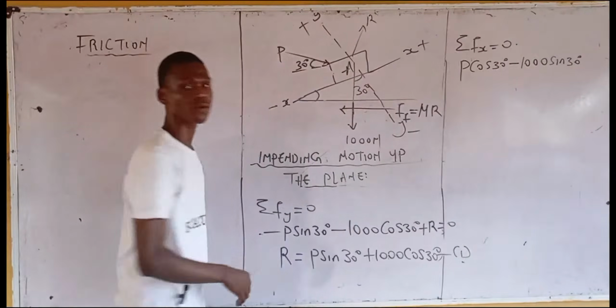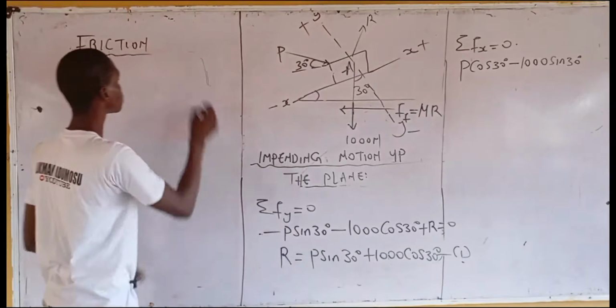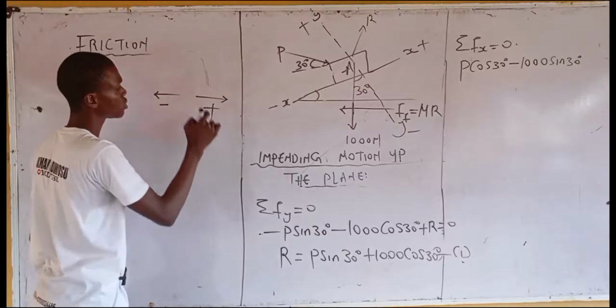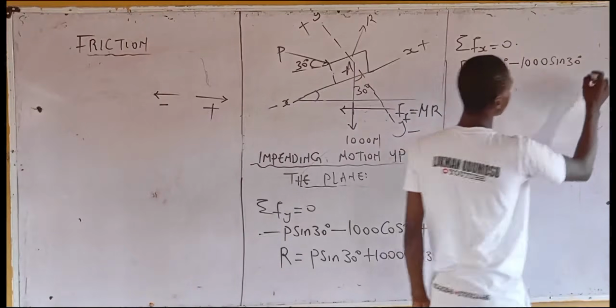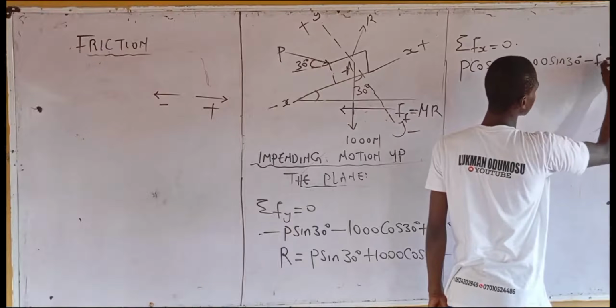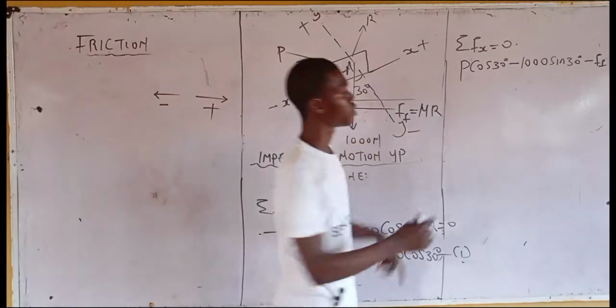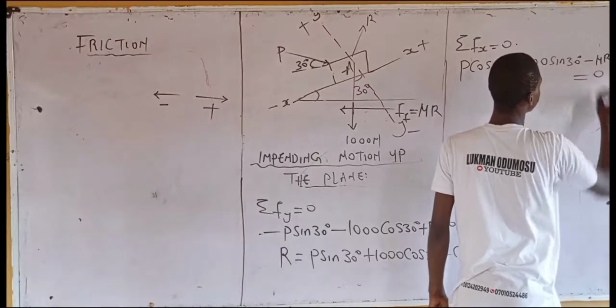Then for this frictional force, will it be positive or negative? Negative, because force of this nature is negative, force of this nature is positive. So it's acting this manner, negative. So I can write it as negative frictional force. But we can also substitute it as mu R. So we are saying that mu R equals 0.